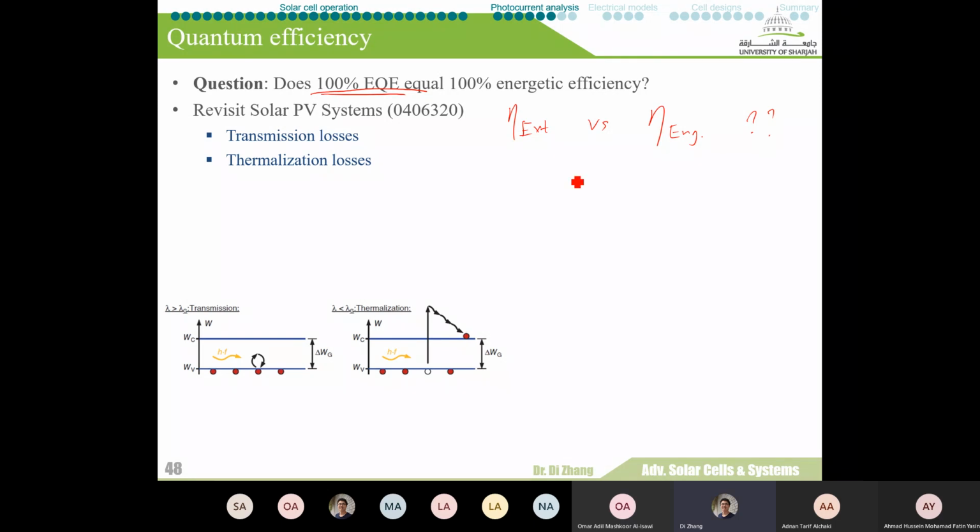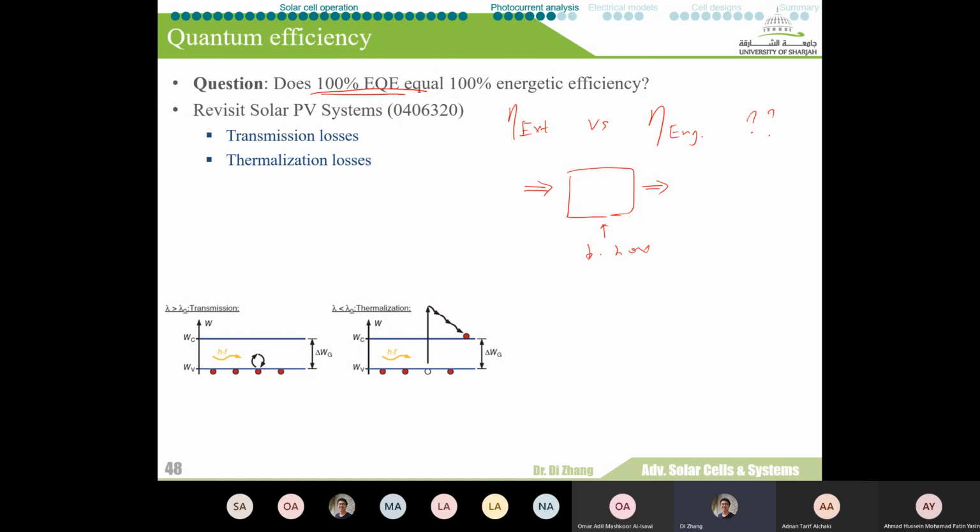So for that, we have to think about the solar cell, or the solar PV device, as a black box. For these two efficiencies, we're talking about the same phenomenon or the same process, but we're looking at things from different perspectives. What I'm saying here is that you have inputs and outputs, but you can use different parameters to evaluate them.